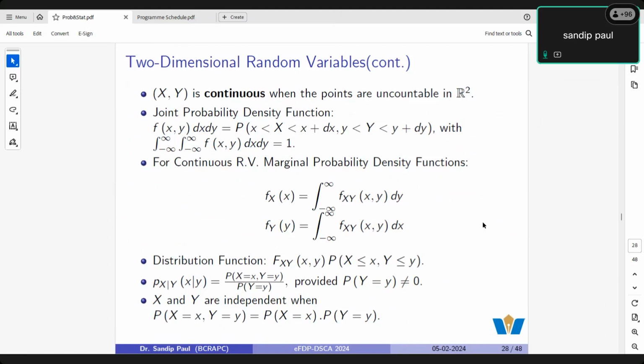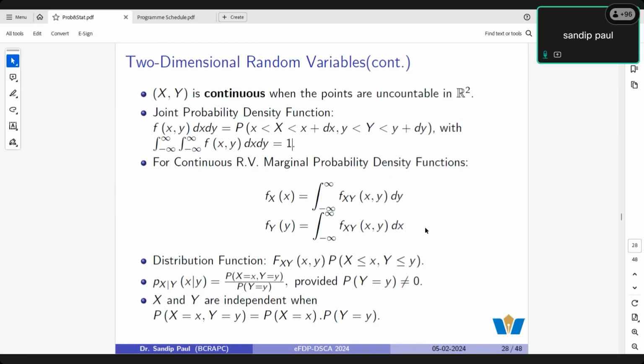Similarly, we can get the marginal probability density function. That means it is the individual probability density function for the variables x and y. The concept is the same. Here we put in all possible values of y to get the marginal probability density function of x, and if we put in all possible values of x, we will get the marginal probability density function of the variable y.